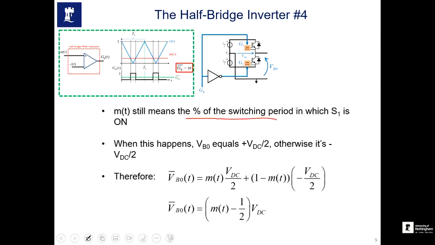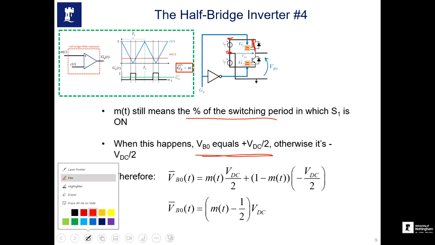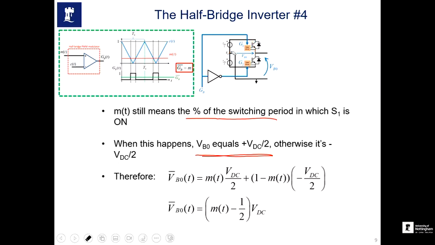but when S1 is on, VBO is plus VDC by 2, because when S1 is on, this is still connected to the positive DC link, but now the voltage is with respect to this point. So when S1 is on, the VBO is plus VDC by 2, and when S1 is off, my other device, the complementary device S2, is on. This means this point is connected to the negative DC rail, and between VB and 0 we have minus VDC by 2.